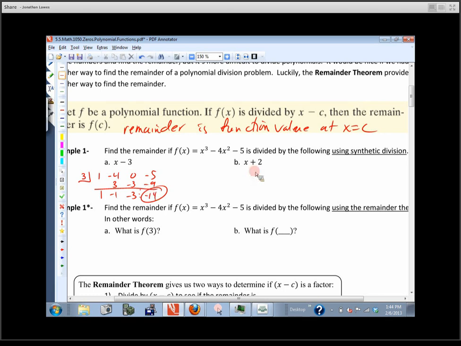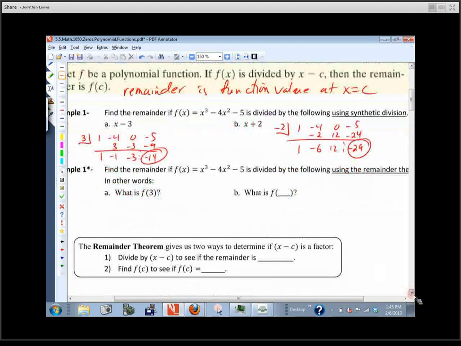So let's take this one. We're going to put what in the box? -2 in the box. Again, I'm going to write down the same ones: 1, -4, 0, -5. Bring down, multiply, add, multiply. We got here 12. Add, multiply, -24. So I get -29 altogether, right? Okay. Make any mistakes? Okay. So that's example 1 star.